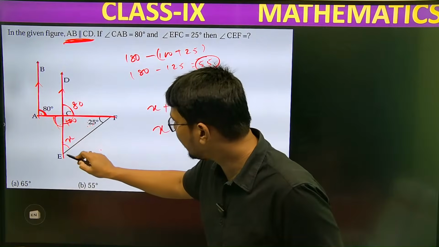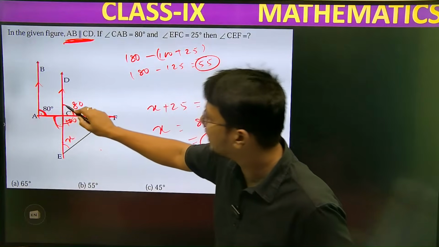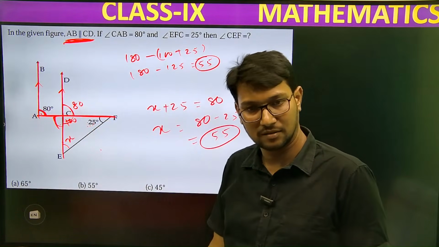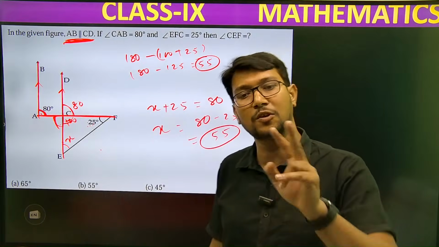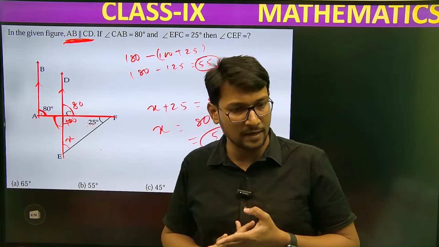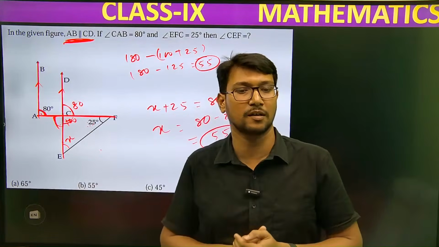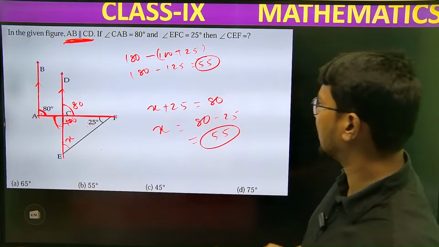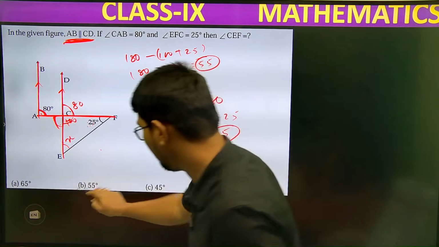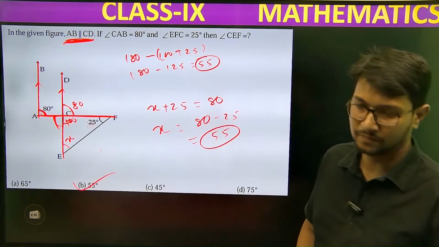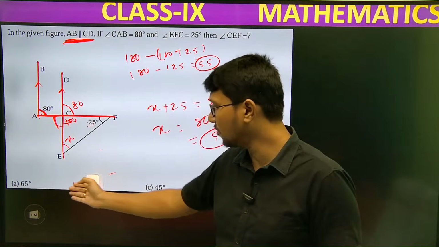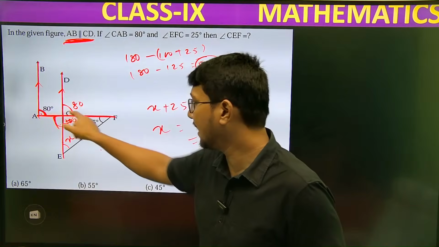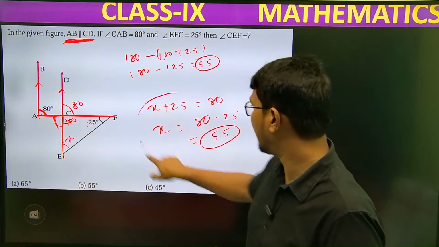For triangle ECF, this is also an exterior angle, this is also an exterior angle. So whatever you do, you have to use two properties. One is the parallel line property, the second is the triangle property. Understood? Clear? Moving to the next question. I hope it is clear. The answer is B, 55. Understood how? These two are corresponding angles, and then I have used the exterior angle property here.